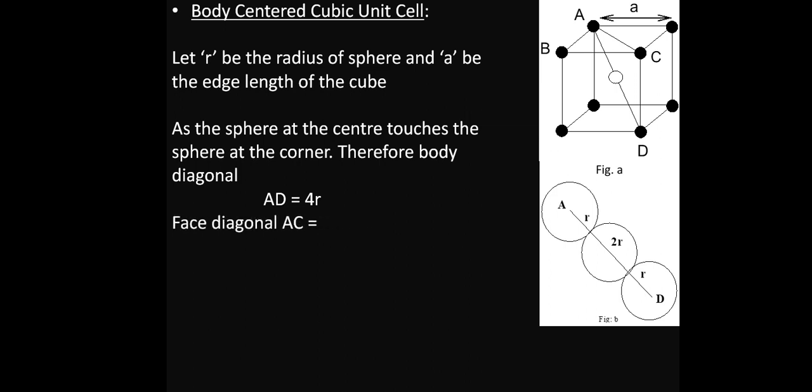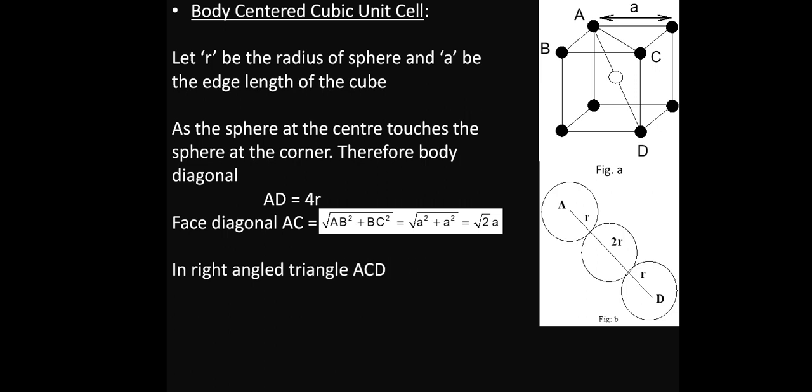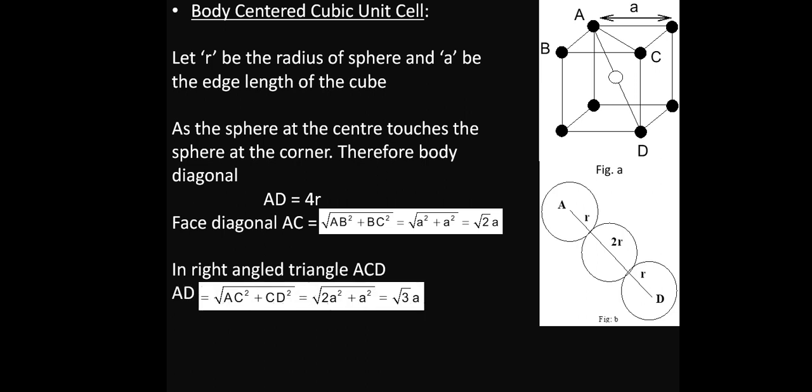Face diagonal AC, which you can see in figure A, will be equal to the root of AB square plus BC square from the triangle ABC. By applying the Pythagoras theorem, what we get is root 2 A. Again, we can take another triangle, ACD. In figure A, you can clearly see ACD is a right angle triangle. AD is the hypotenuse, so it will be equal to the root of AC square plus CD square. Just now we calculated AC as root 2 A, so we put that value. We get root of 2A square plus A square, which gives us root 3 A.